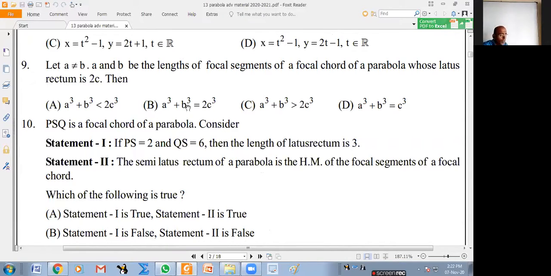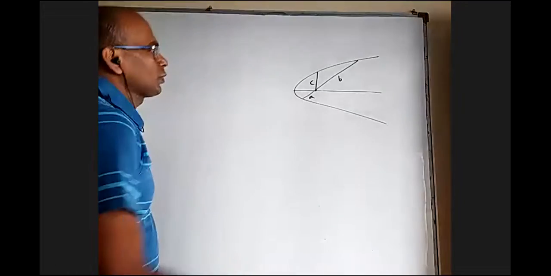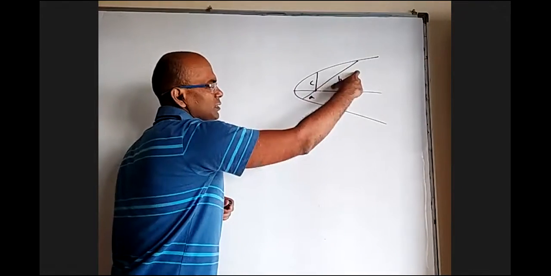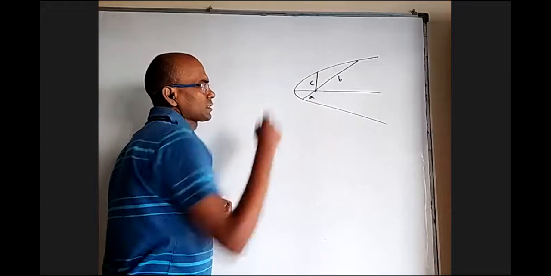Okay. A and B are the lengths of the focal segments of a focal chord whose latus rectum is 2C. Okay, there's a focal chord. This length is A, this length is B, and the latus rectum is 2C, so this is C.